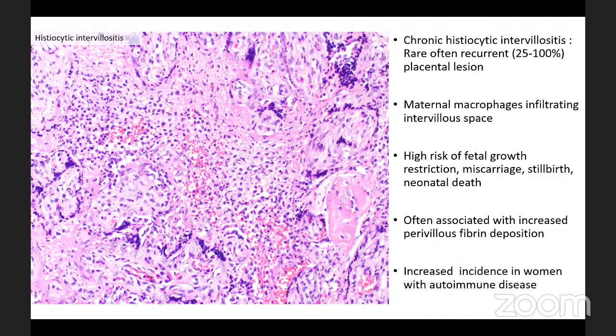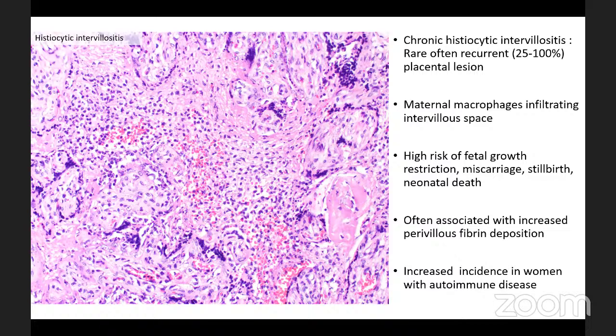So chronic histiocytic intervillositis, just to review for a moment, is a rare, often recurrent placental lesion, and the recurrence rate is as high as 25 to 100%. And it's defined by the presence of maternal macrophages infiltrating the intervillous space. And in these cases of chronic histiocytic intervillositis, there is a very high risk of fetal growth restriction, miscarriage, stillbirth, and neonatal death. And there's often also association with increased perivillous fibrin deposition.